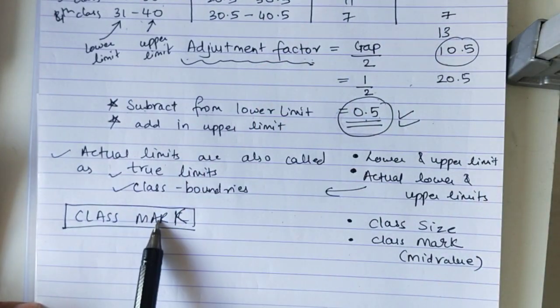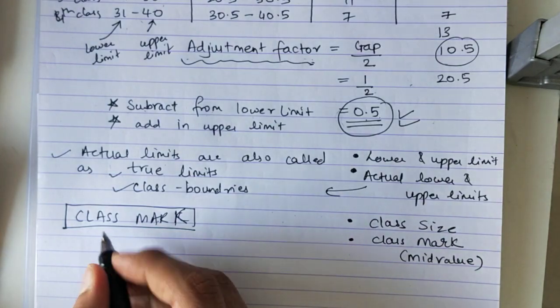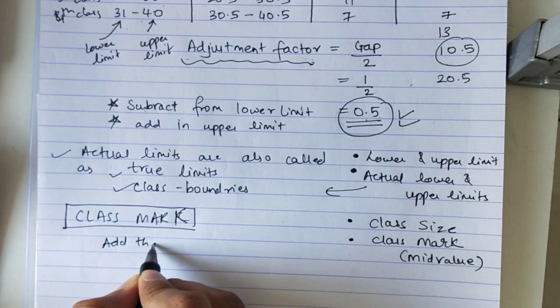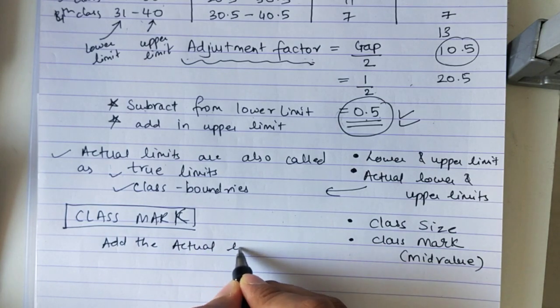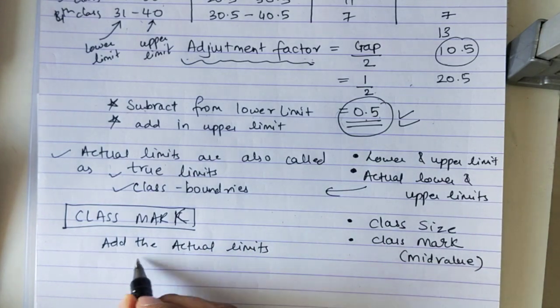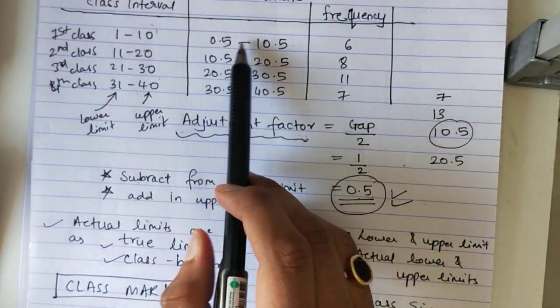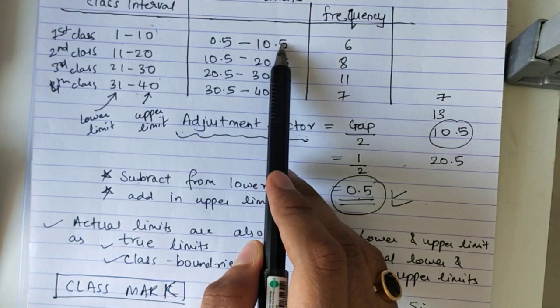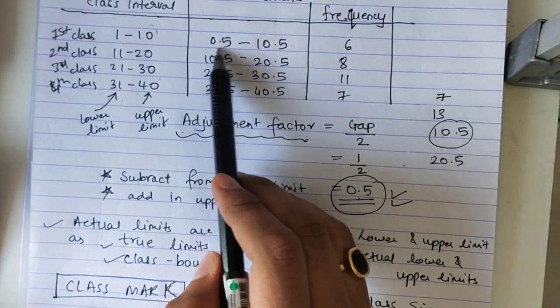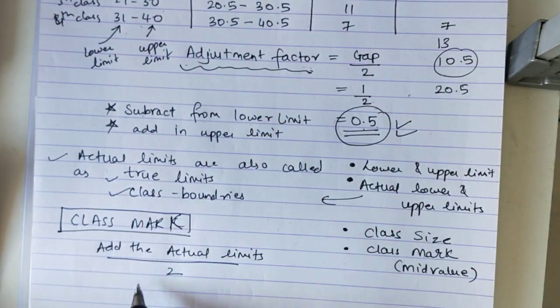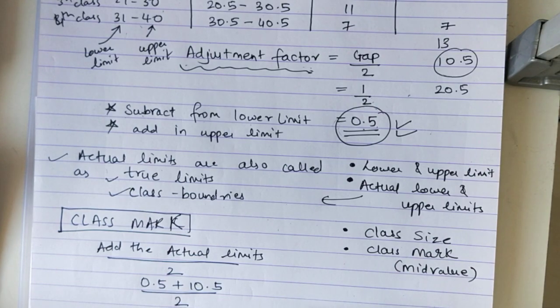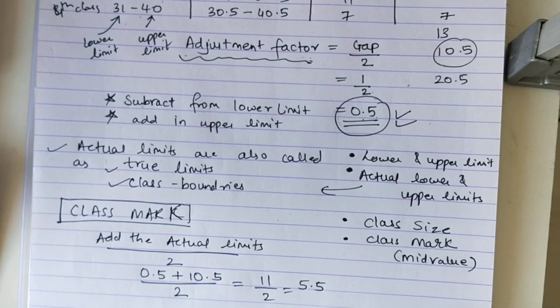To find the class mark, we have to add the actual limits and divide by 2. If they ask you the class mark of the first class, that means 0.5 and 10.5. So 0.5 plus 10.5 upon 2. So this is 11 upon 2, that is 5.5.